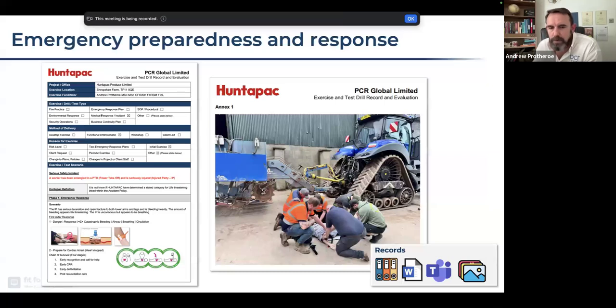Emergency preparedness and response. If you've got ISO 45001, you should be doing some type of exercise and test drills. These are the ones we've done for Hunter Pack fantastically for Farm Week, where there's a lot more to this document. You can't see it all there, but ultimately we're on site scenario testing. That is a PTO, a power takeoff. And apparently when farmers get wrapped in that, they go around 9 times a second. These guys, I take my absolute hats off to them. Coming from a farming background myself, very dangerous.